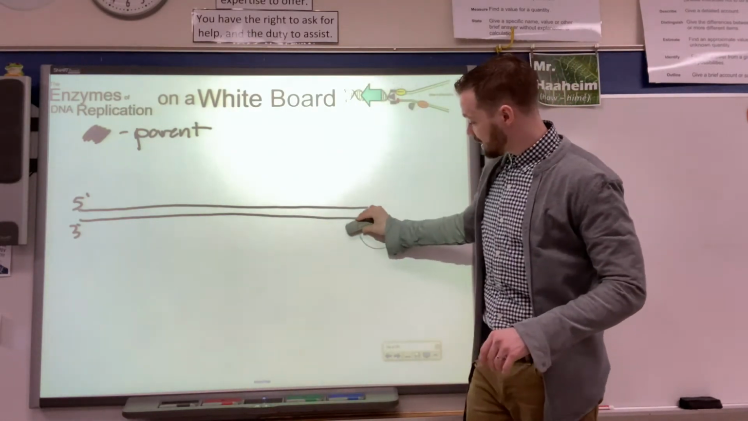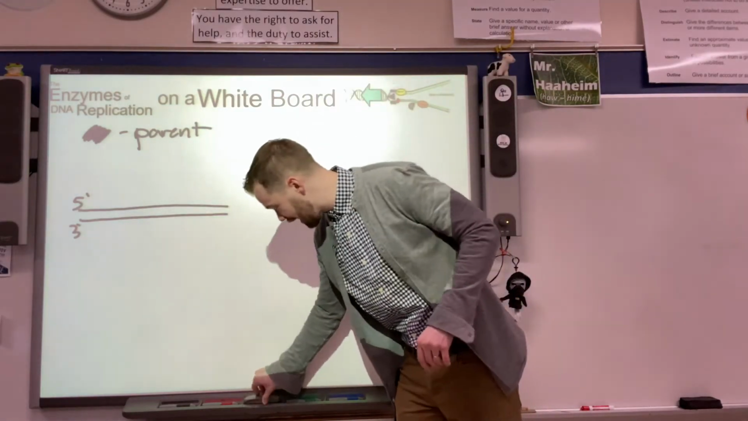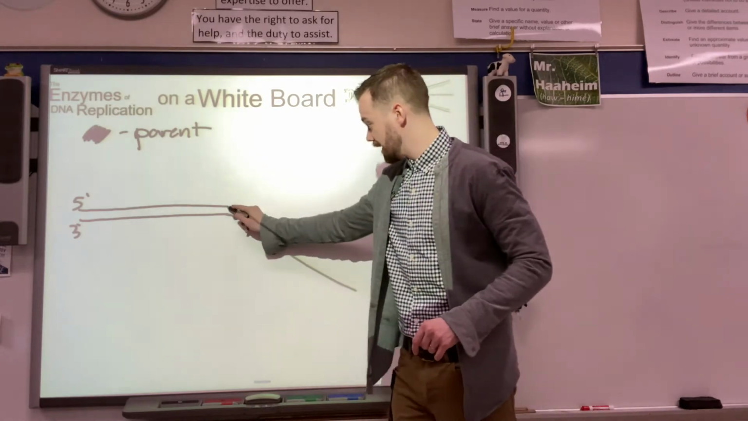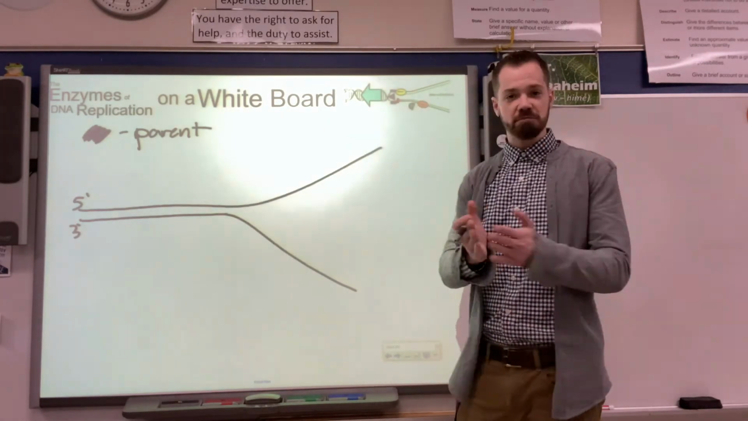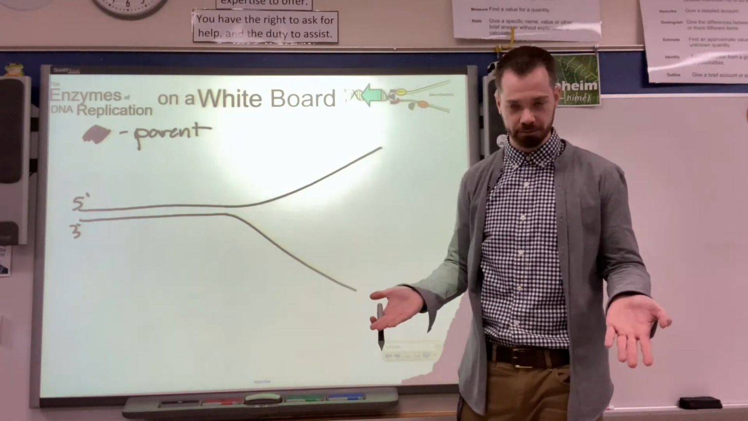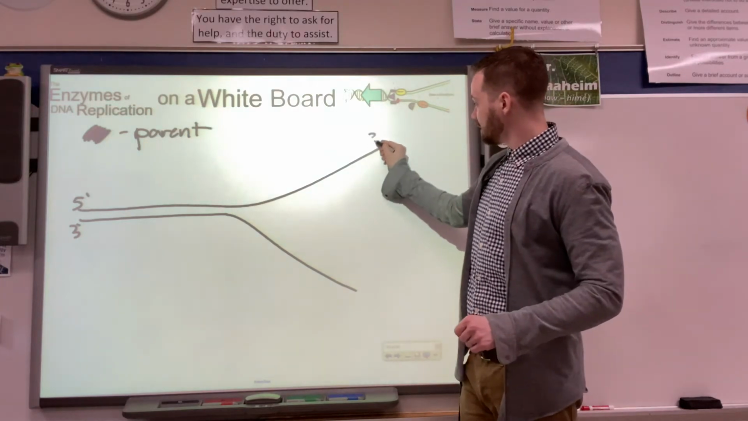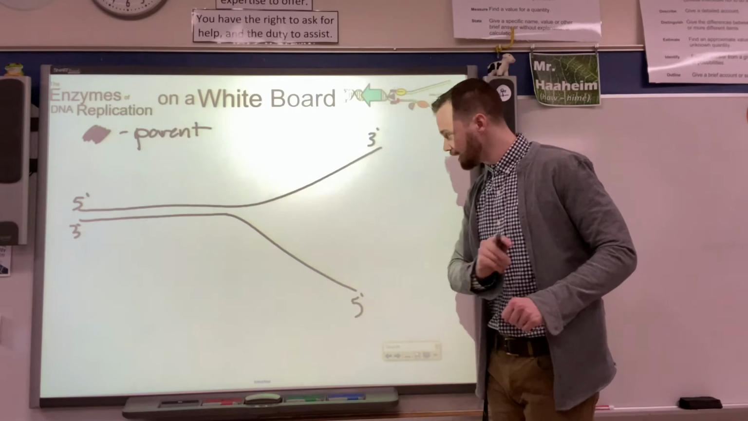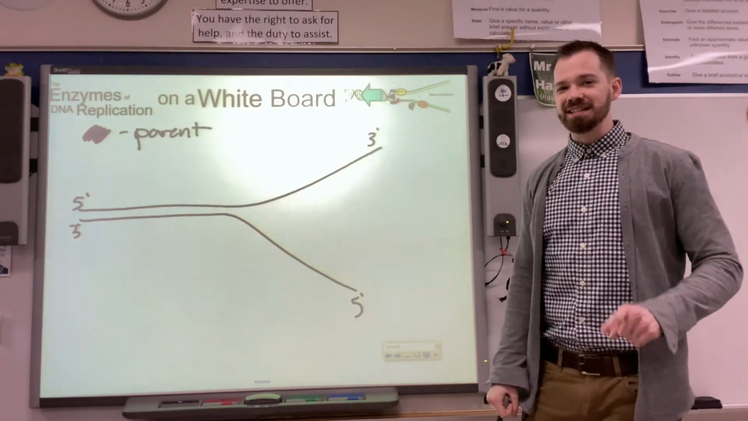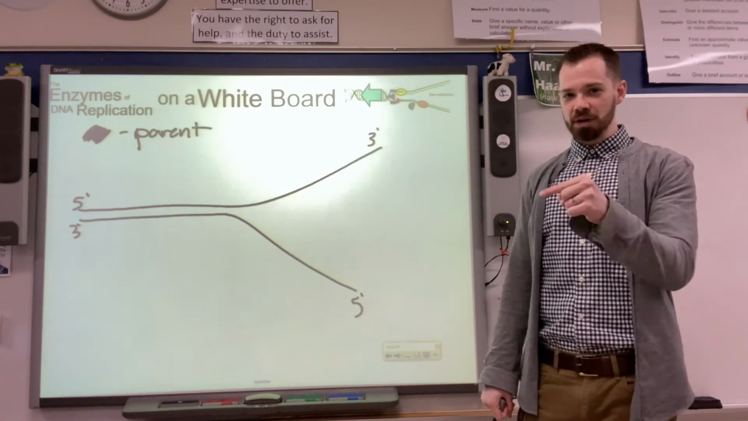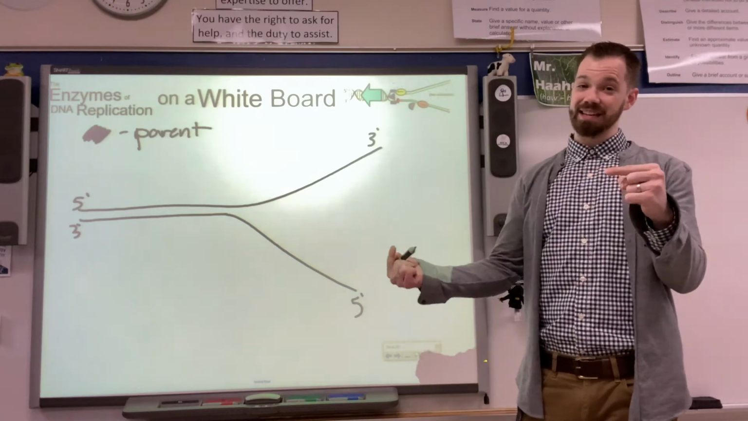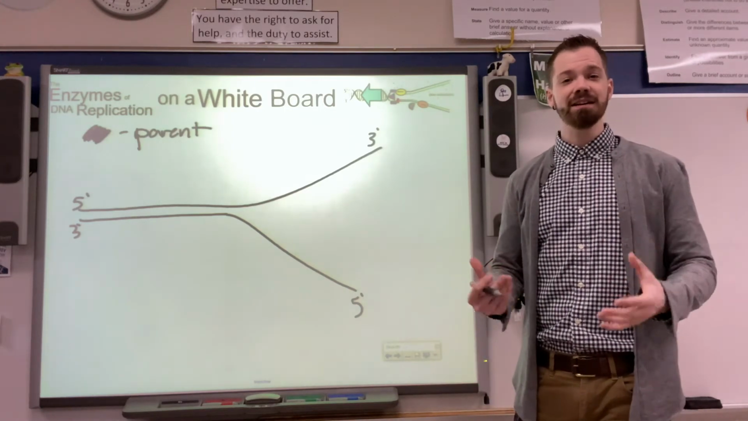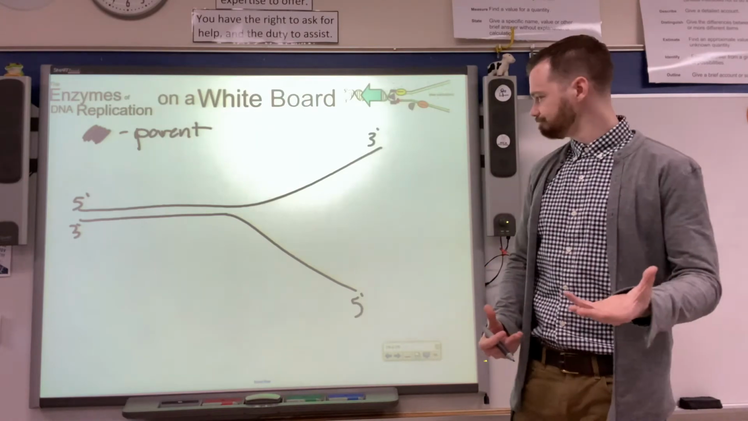So I'm going to erase this and redraw the last half as separated strands of DNA. They have been split apart. The hydrogen bonds are broken. This is still a 3' end here, and this is still a 5' end here, which means that some of this DNA is going to be built in one direction and some is going to be built in the other. And that's what's going to lead us to this thing called a leading and a lagging strand.